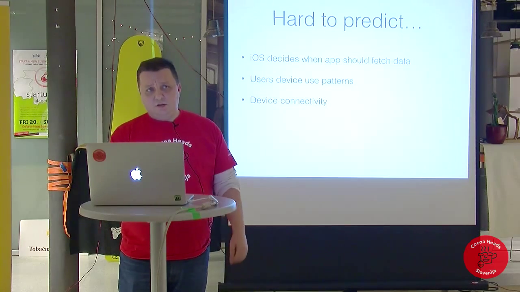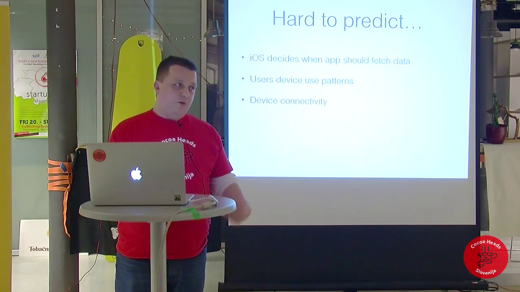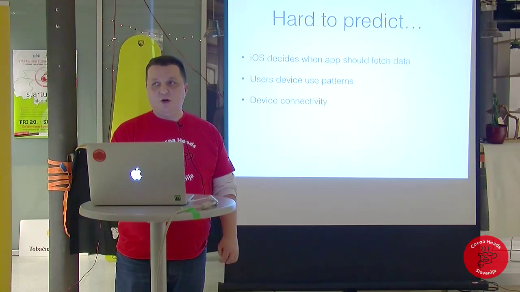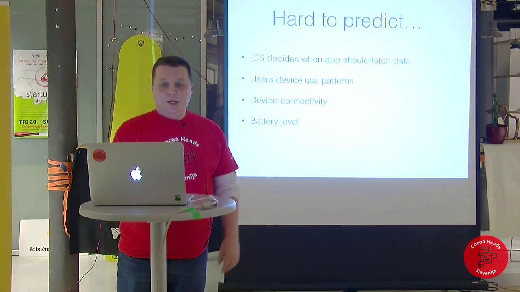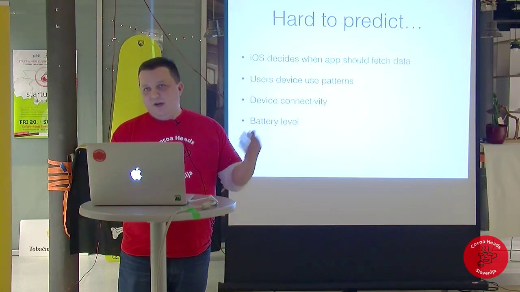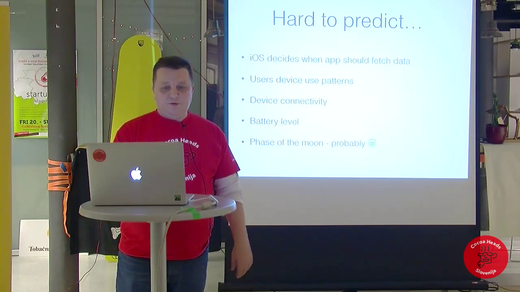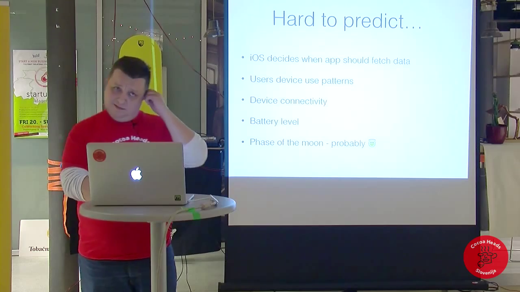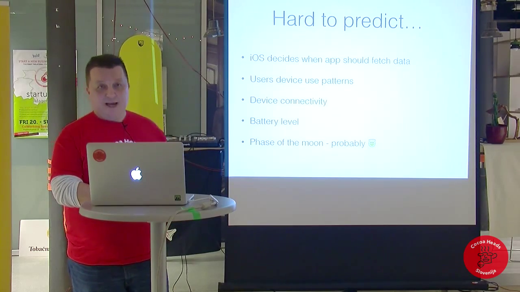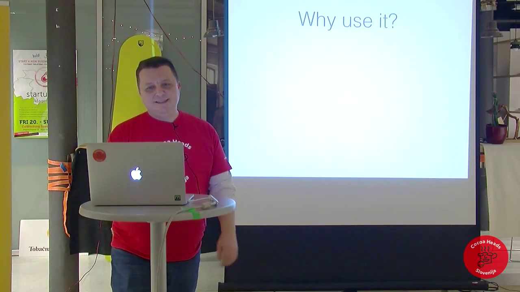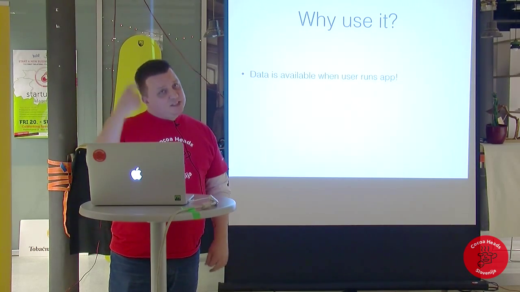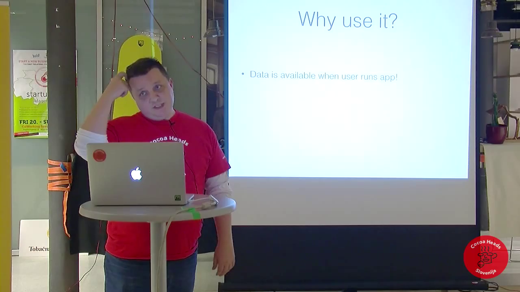It also depends on the device's connectivity. If we're on Wi-Fi, this will happen much more often than on 3G or, God forbid, Edge. It depends on the battery level as well. From what I've seen, I think the phase of the moon actually does kind of influence what happens. So if it's so unpredictable, why would we use it?